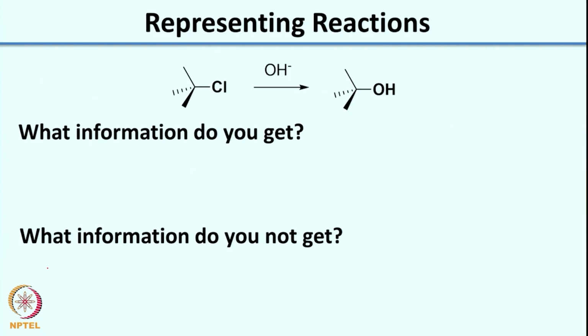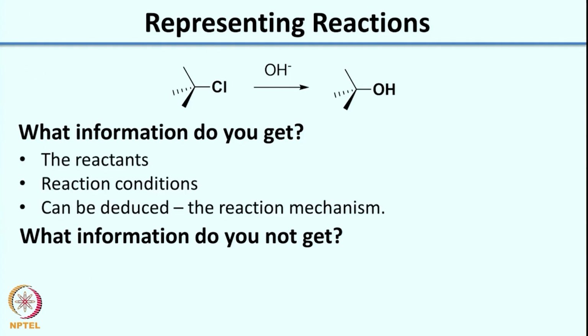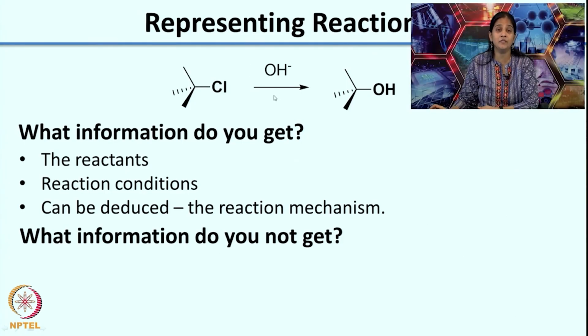Now you can compare whatever we have with the answers on your sheet. The information that you do get when you look at this representation is, one, straightforward: you know what the reactants are. By looking at this you know the reactant is T-butyl chloride and the other reactant is OH minus. You know the reaction condition, so in this case you know it is a basic reaction. A lot of times there will also be information as to the solvent used and the temperature used for the reaction, which is very important for you to understand which mechanism is taking place. We will look at all of these effects later, like how the solvent affects a reaction and how the temperature affects a reaction.